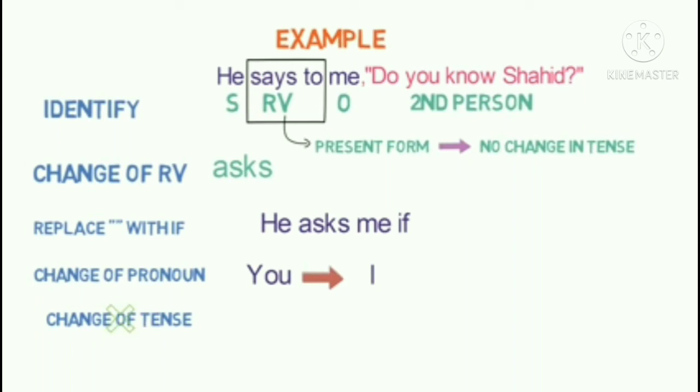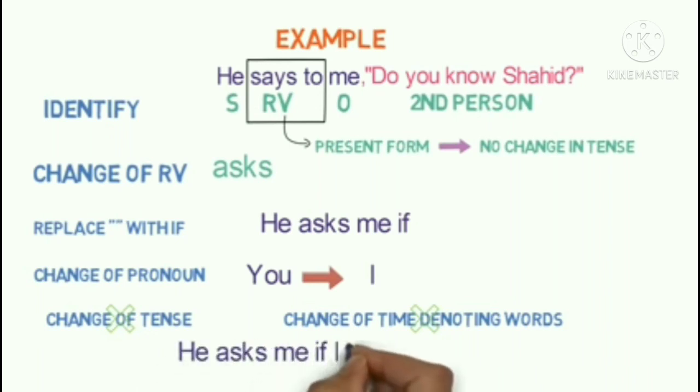Step 6 is change of words denoting time. As there are no such words, so this step is also not applicable. And after adding the additional step 7, the sentence will go as, he asks me if I know Shahid.